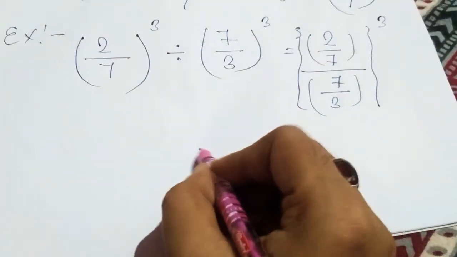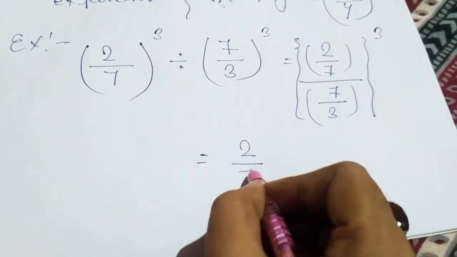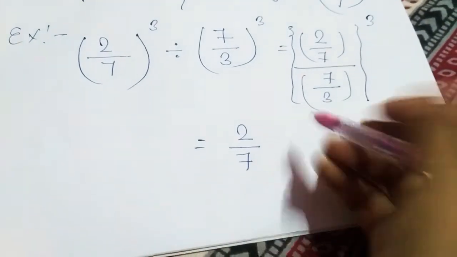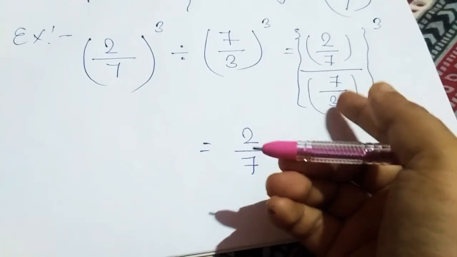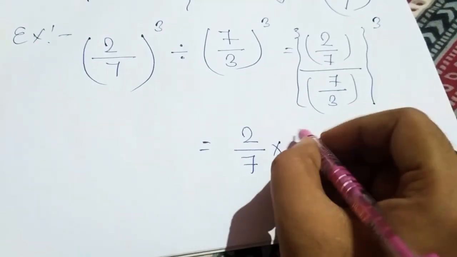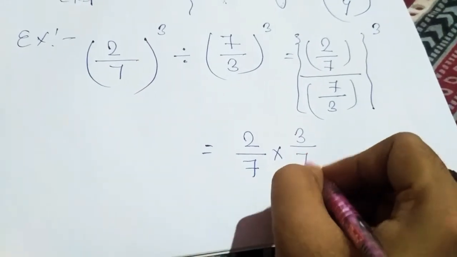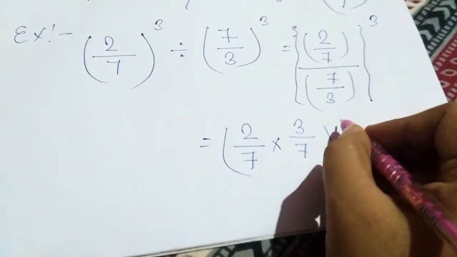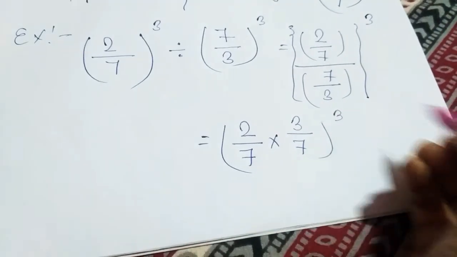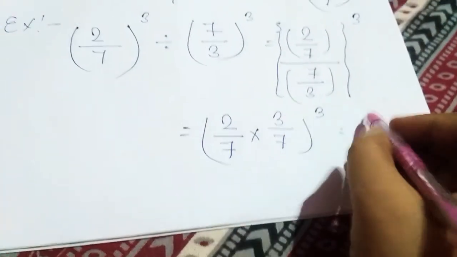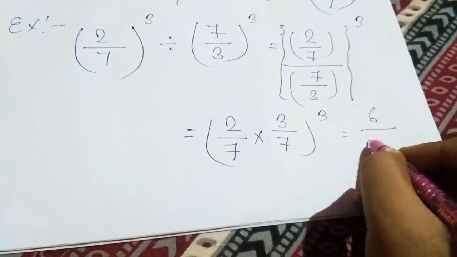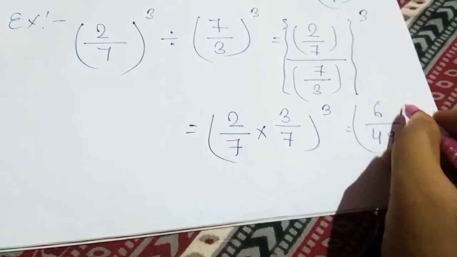Now how can you solve? So 2/7, when it is divided, you have to take a reciprocal of this number. Just multiply, 3 2 just 6 and 7 7 just 49, power 3.